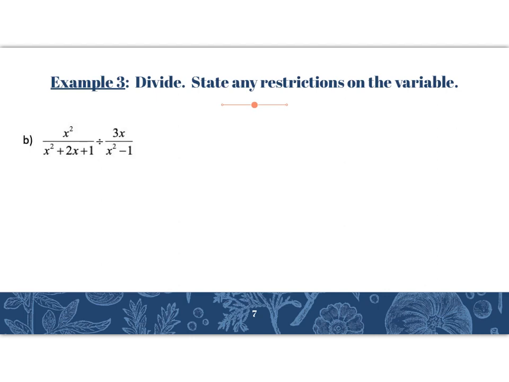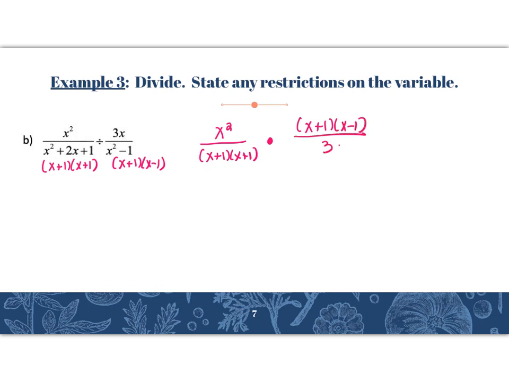Right, let's do another division one. And I guess, you guys, let's go ahead and just factor at the beginning. This factors to x plus 1, x plus 1. This factors to x plus 1, x minus 1. Okay, and now remember, we're going to multiply by the reciprocal. So we have x squared over x plus 1, x plus 1. Now we're going to multiply this by the reciprocal of that second fraction. So x plus 1, x minus 1, all over 3x.